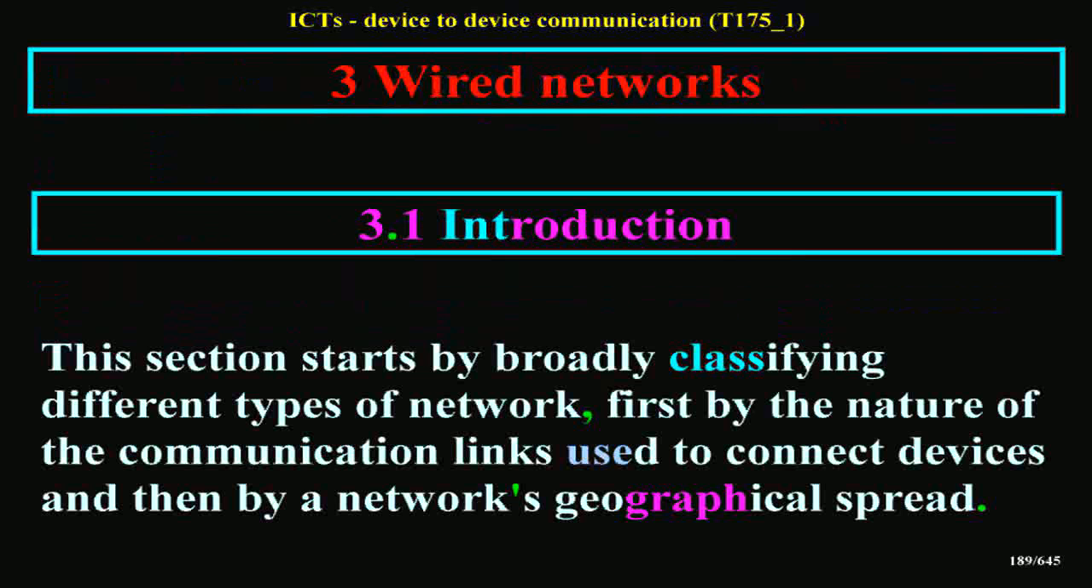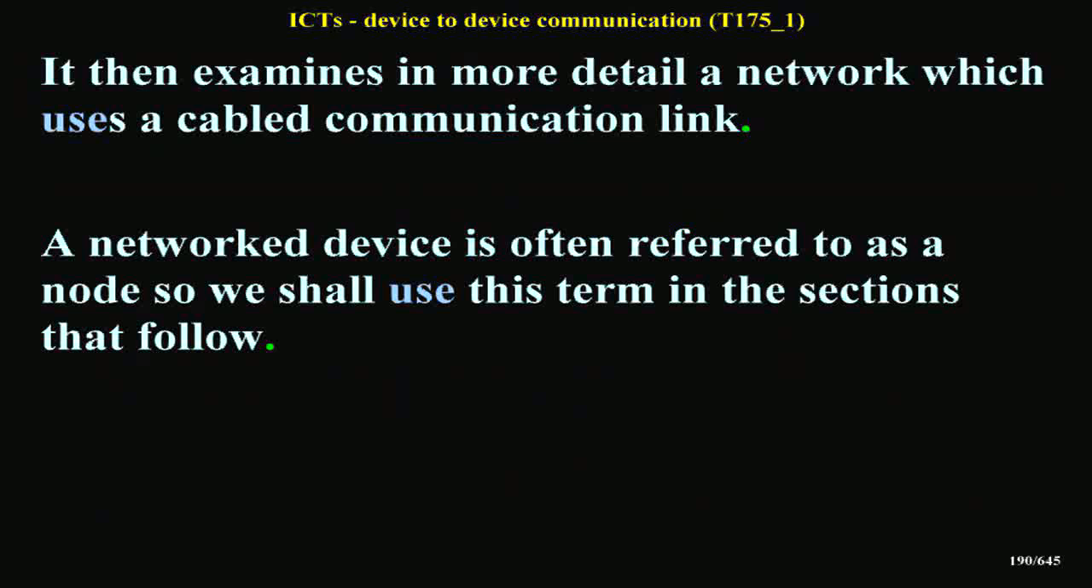3. Wired networks. 1. Introduction. This section starts by broadly classifying different types of network, first by the nature of the communication links used to connect devices and then by a network's geographical spread. It then examines in more detail a network which uses a cabled communication link.